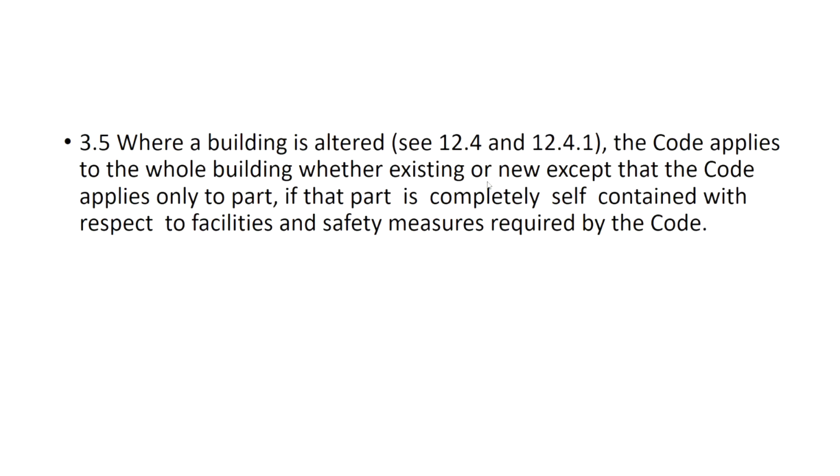Where a building is altered, the code applies to the whole building, whether existing or new, except that the code applies only to a part if that part is completely self-contained with respect to the facilities. That means whatever remaining building you have should be self-contained with all the provisions of NBC in case it is required to be altered.